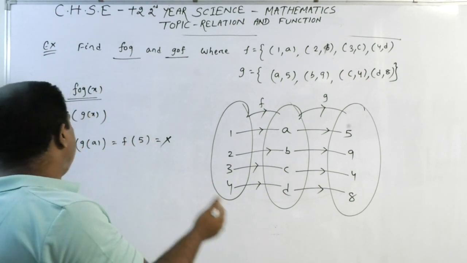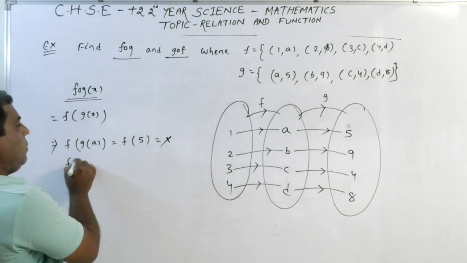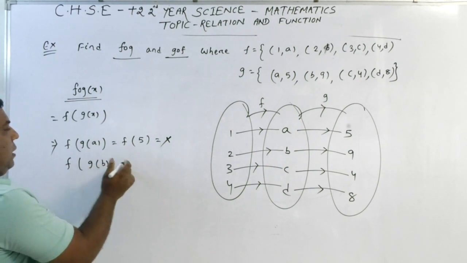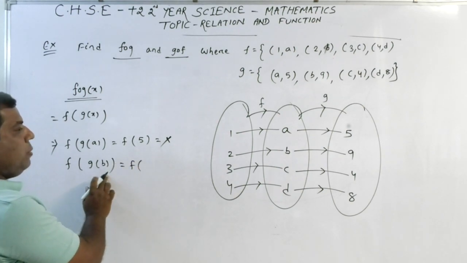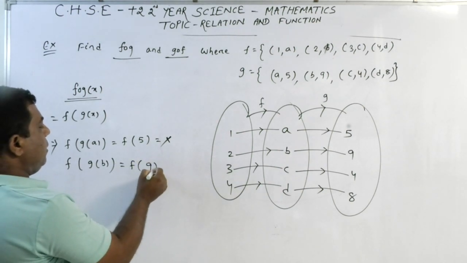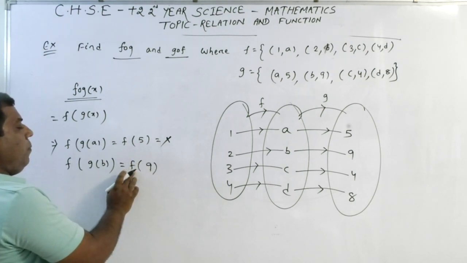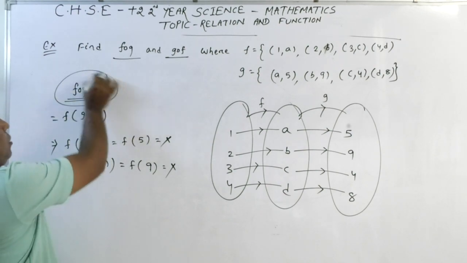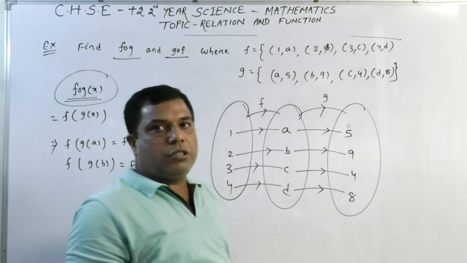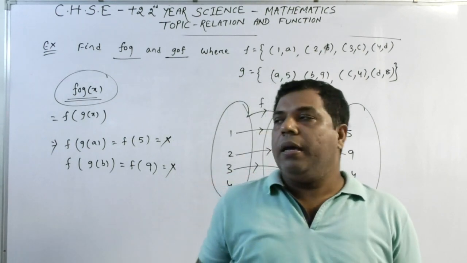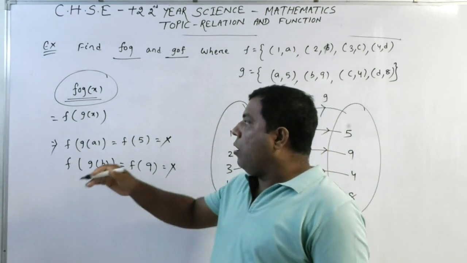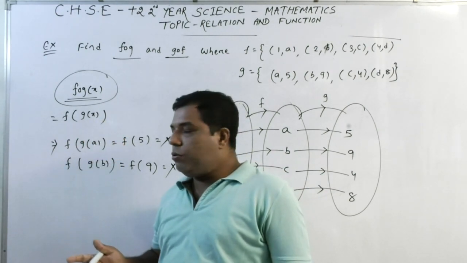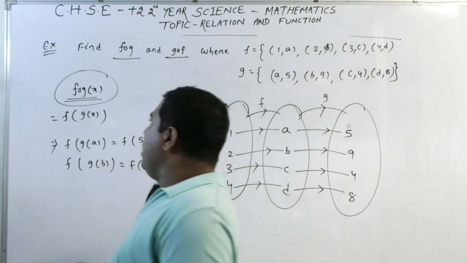Okay. Similarly, if you go for the element b, which is a variable of the function g, f of g of b means what? It is f of 9, but 9 is not a domain value of f. So this is not evaluated. So this fog function cannot be composed. Here f and g cannot be composed, or we can say f cannot be operated on g. Okay, my dear students. So can we operate g on f?